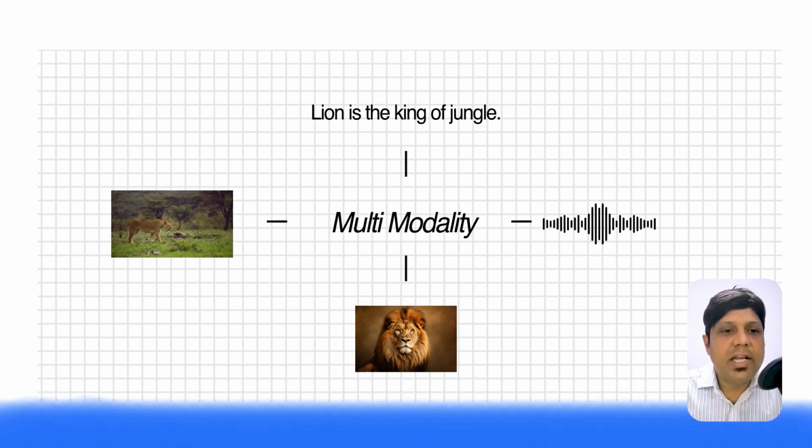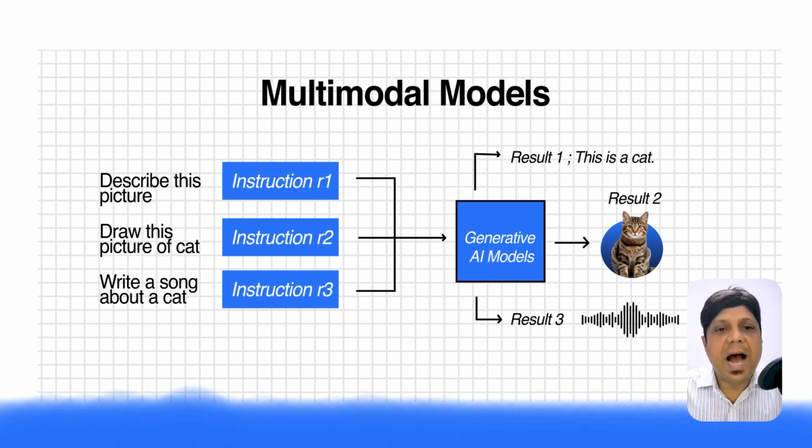This multimodality gave birth to multimodal LLMs, also known as large multimodal models. What they can do is take multiple forms of inputs. They can take text, image, video, or voice as an input, and they can provide output in these modalities as well. So basically they can take multiple forms of inputs and provide multiple forms of output.